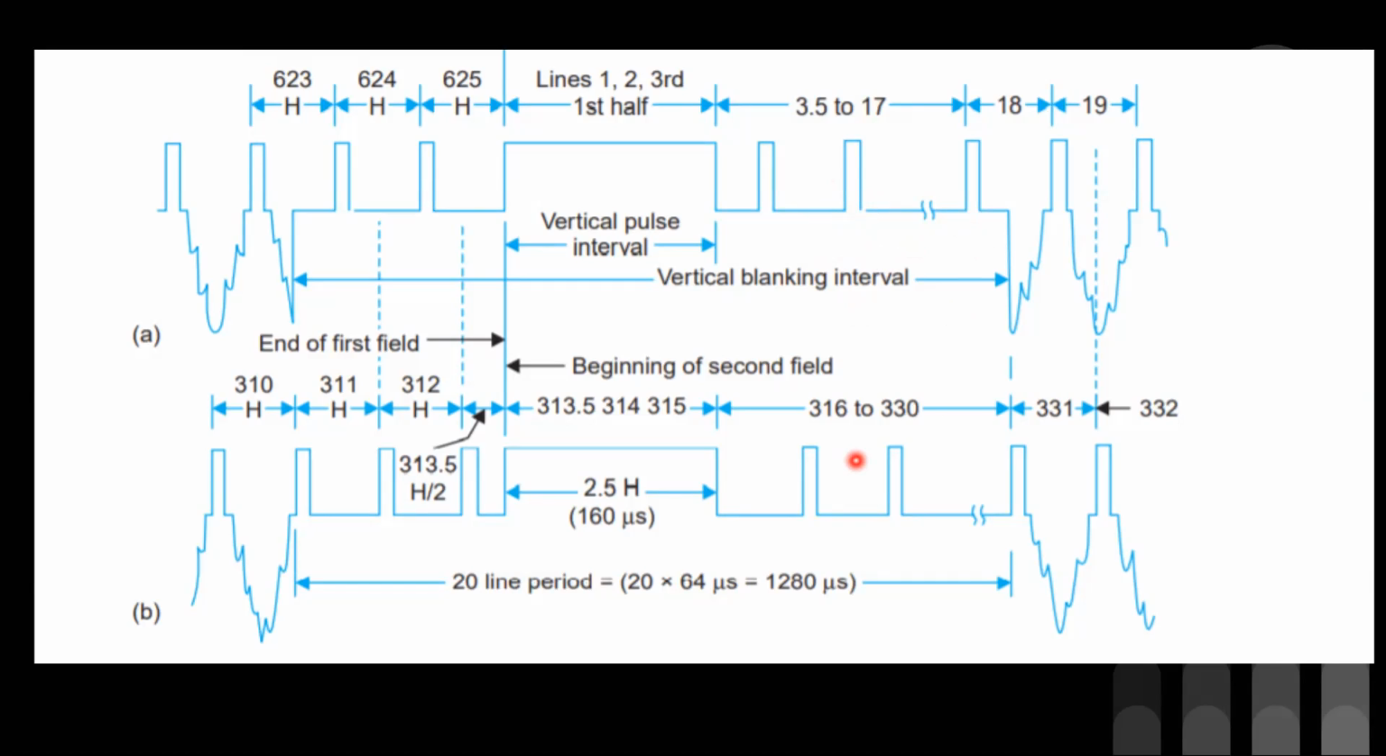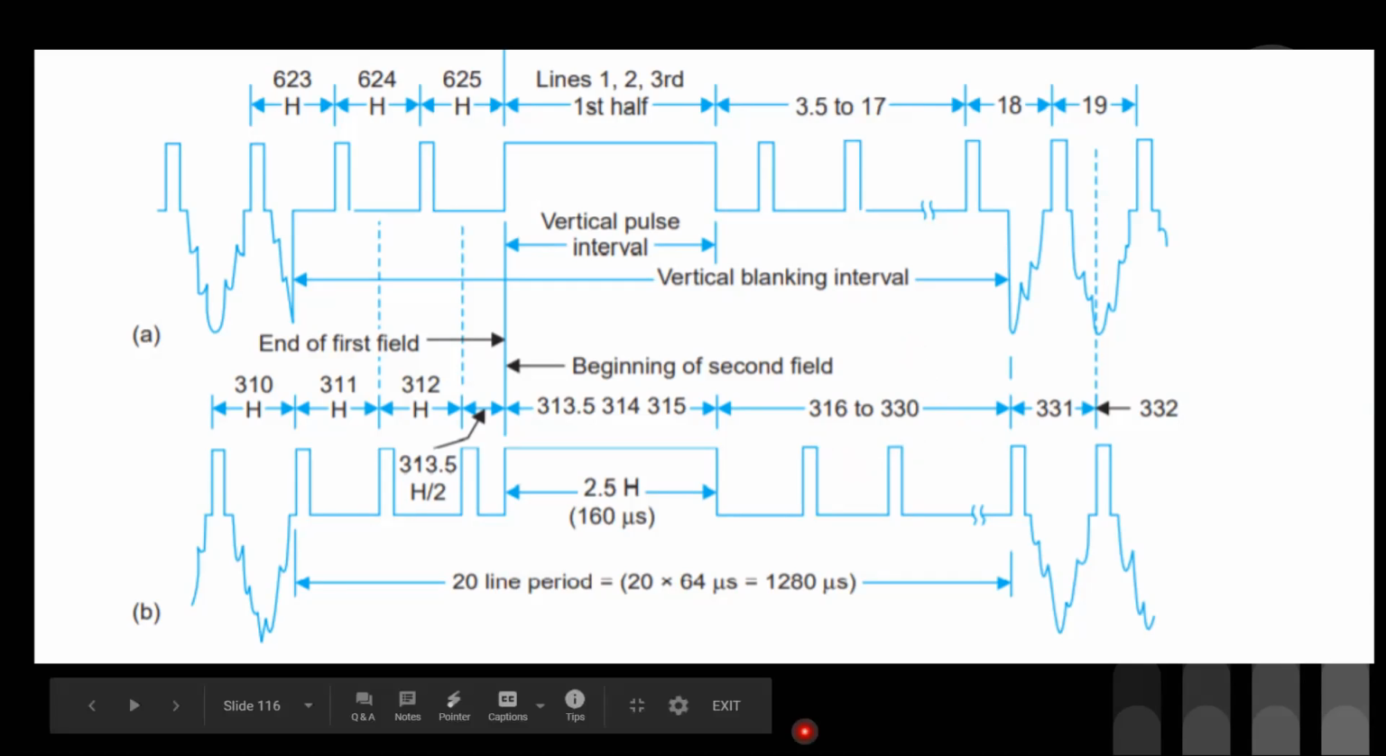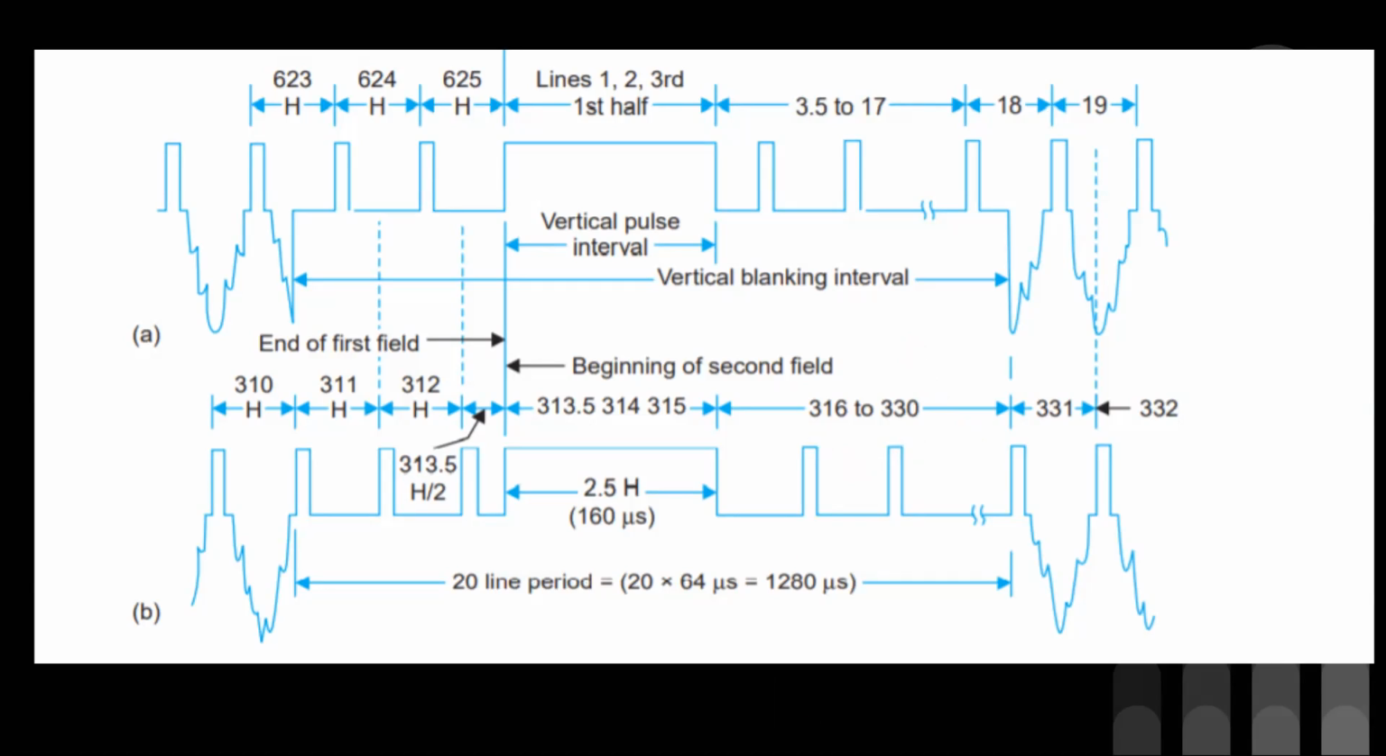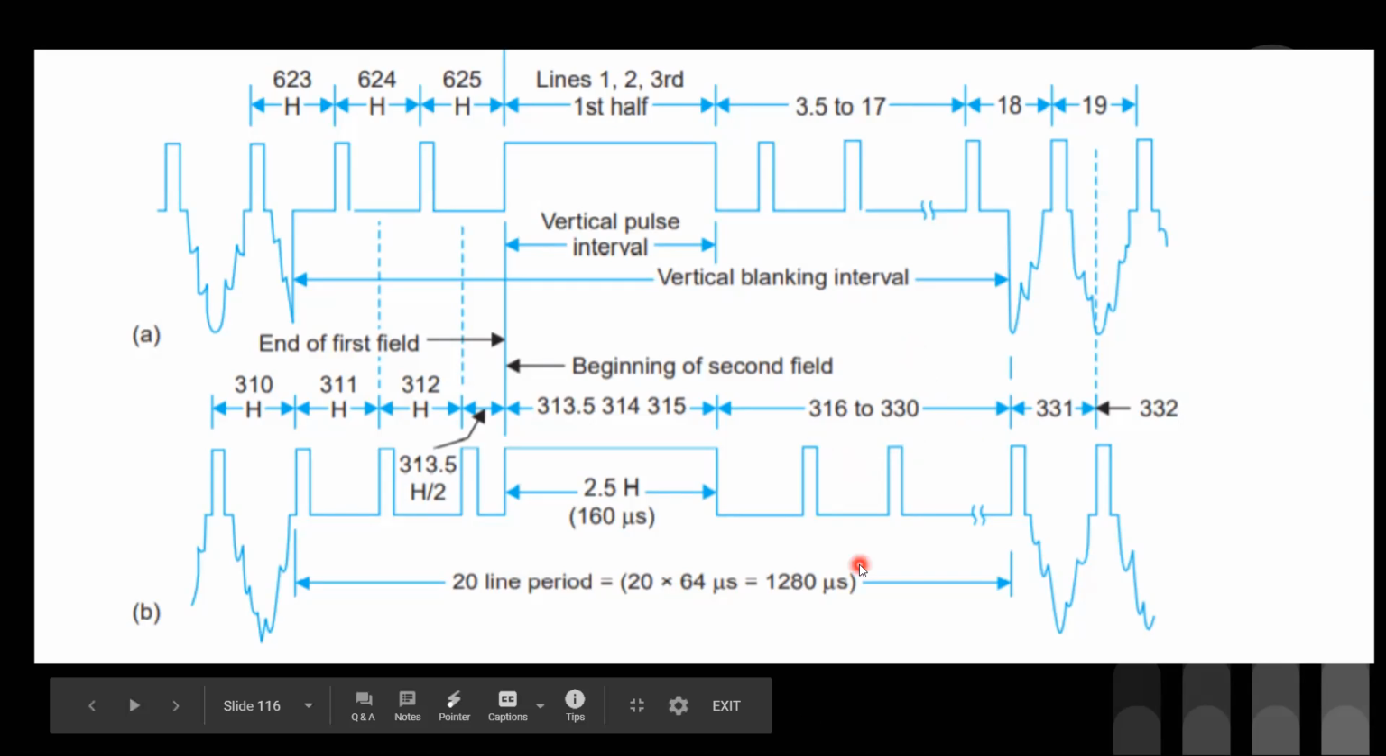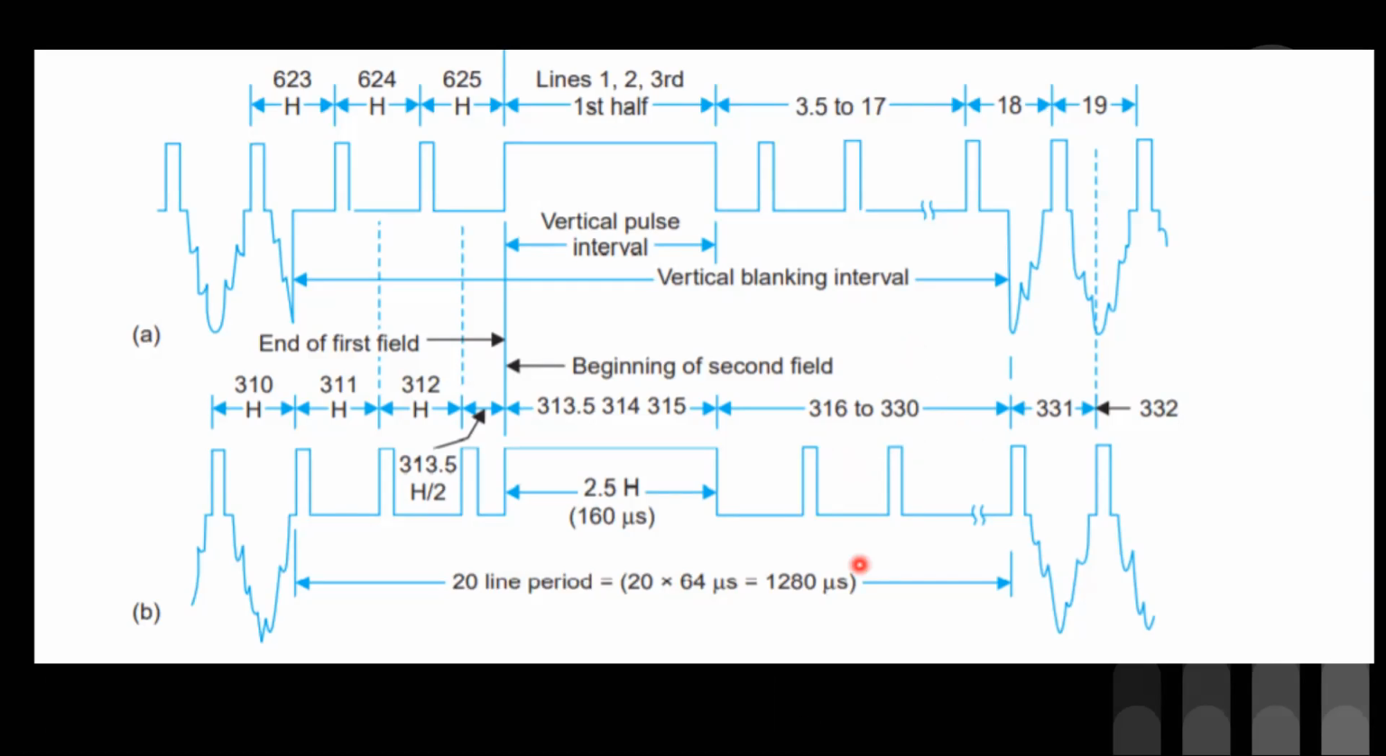So at one end this half line period and at the other end the other half line period are added simply to get a full line period. So this results in the relative horizontal sync pulses not appearing one above the other, but at half line intervals with respect to each other.